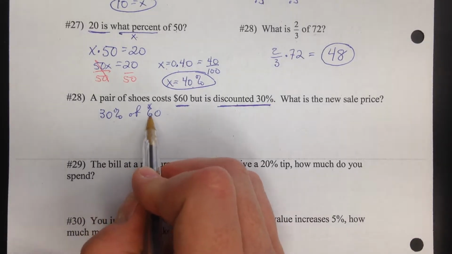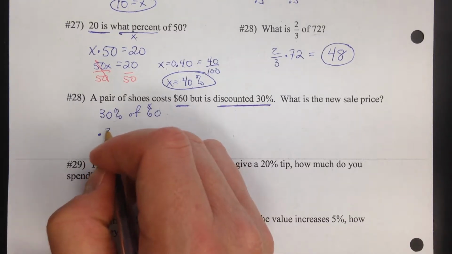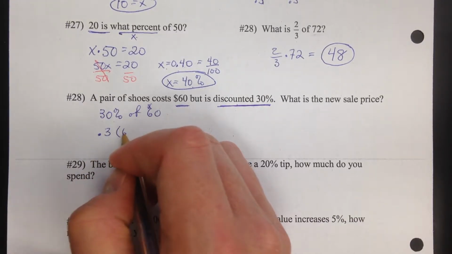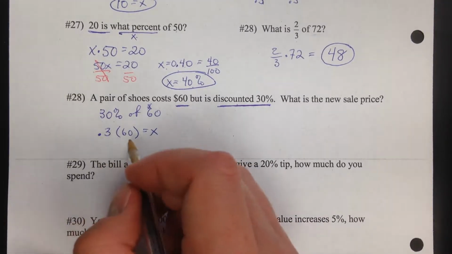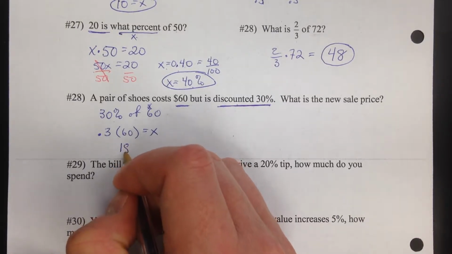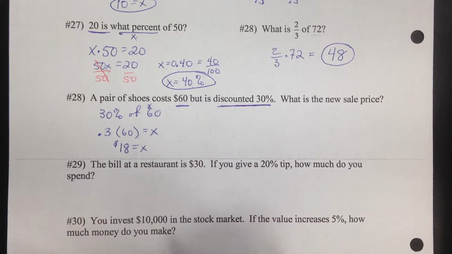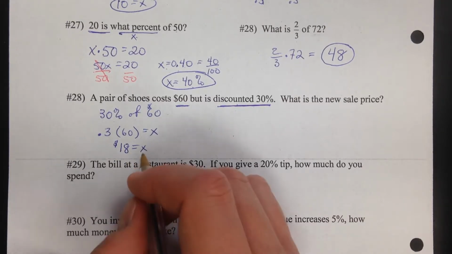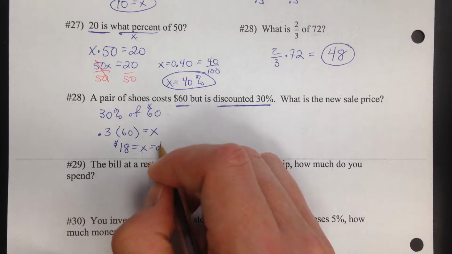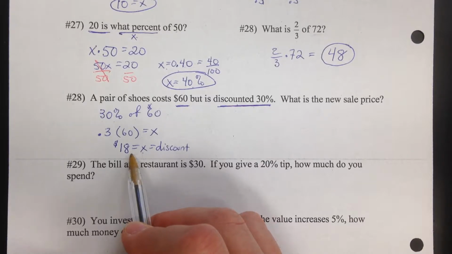When you take a percent of a number, that means we're going to multiply. So as a decimal, this would be 0.3 or 0.30 times 60 will give us the is number, or x. If we multiply that, we get 18. And 18 is x. Now, 18 is dollars. This is really important that you keep track of what the unit of measurement is. And what does x represent? That's the discount. Now, that's not the new price.